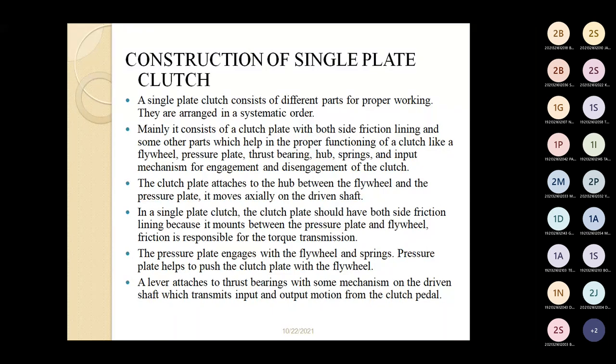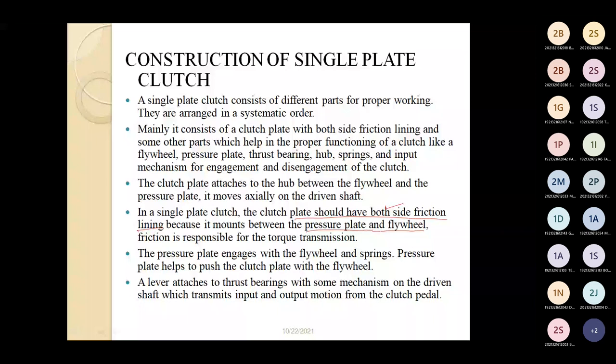What is exactly there in a single plate clutch? In a single plate clutch, the clutch plate should have friction lining on both sides, because it mounts between the pressure plate and the flywheel. I will show you an actual clutch assembly in this lecture itself. So this clutch plate should have both side friction lining, and friction is responsible for the transmission of torque.